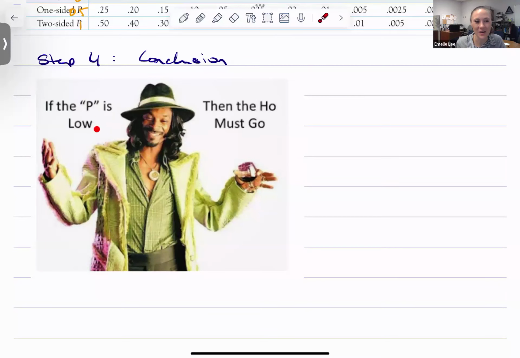If the p is low, then the null hypothesis must go. So if the p-value is small enough, you have enough evidence to reject H naught, right? And so what I want you to do is write the conclusion, making sure that you cover each of those 3 parts of the conclusion, and then that's where we'll pick up as review next day.